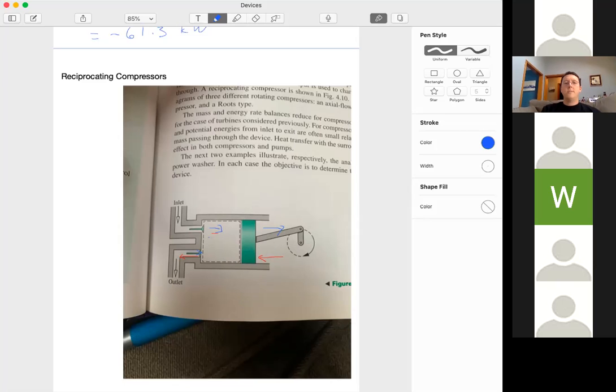Okay. Who's kind of seen it or messed around with a device like this before? Has anybody ever pulled one apart? No, not really. Okay.